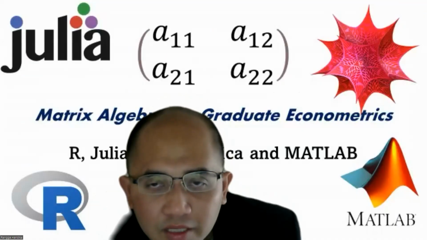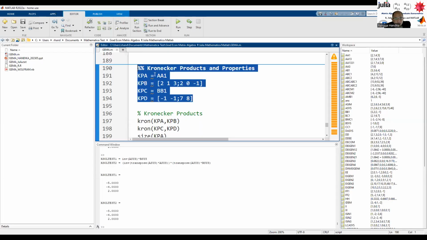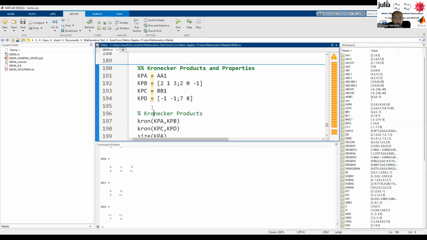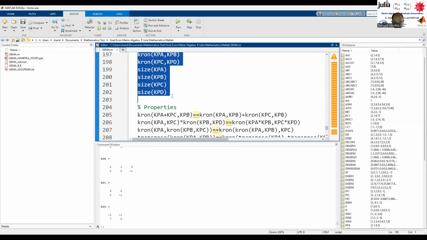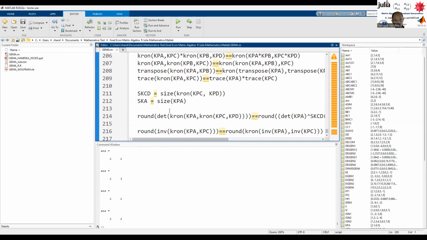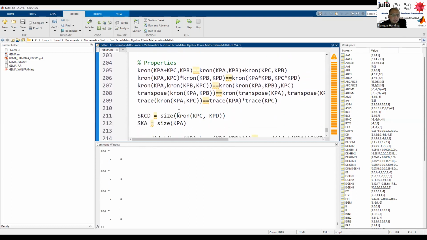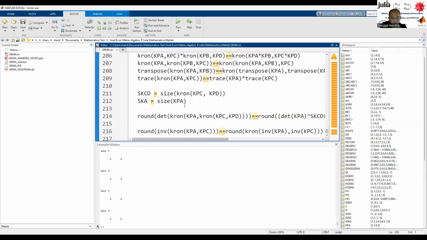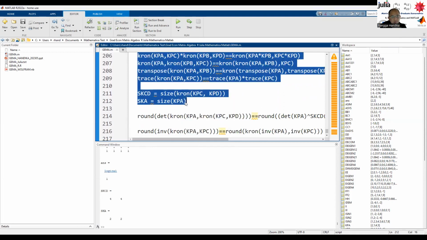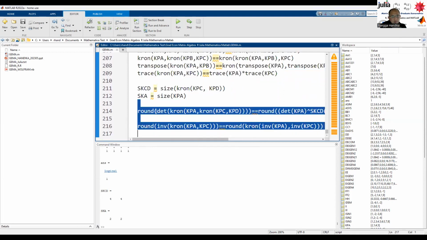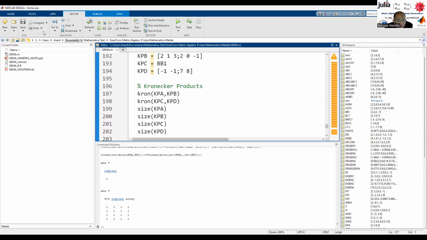Let's try MATLAB. Okay, here Kronecker again, you can also see here. So the function is kron, K-R-O-N, and then let's prove the property. But in MATLAB, it's a little bit complicated because you need to make an object of the size first, the dimension, and then you take the power. Okay, that's correct.